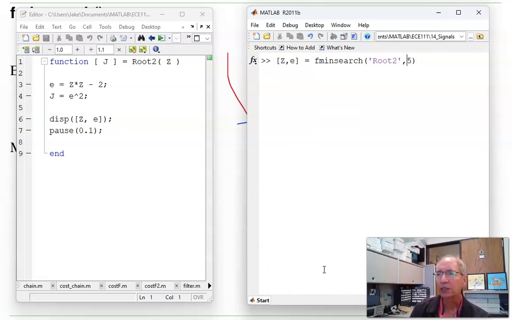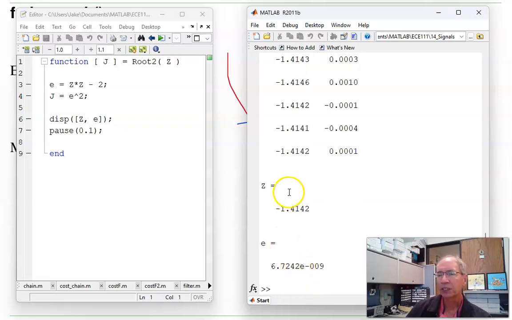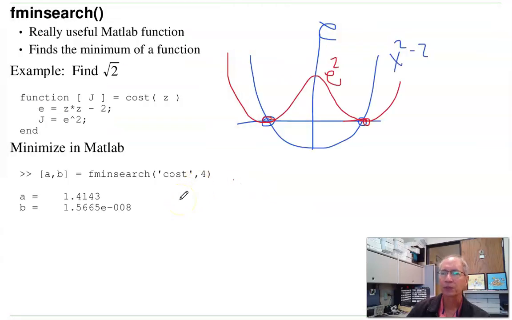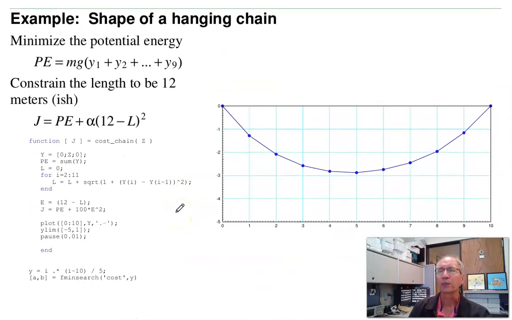There's another solution close to minus 1.4. To make this my initial guess, minus 5. It's going to converge somewhere. In this case, it converges to the other solution, minus 1.414. So there I found the square root of 2. You're probably not real impressed. It's not that hard to find. Let's do a harder problem.